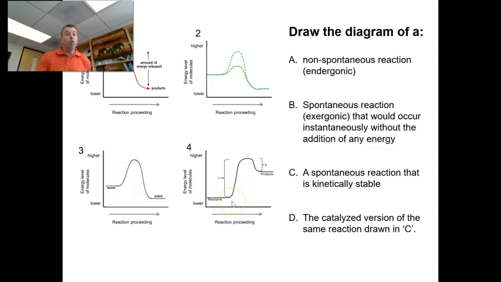Well, that would be number 4. Endergonic means it's uphill. And just because it's uphill doesn't mean it wouldn't also have an energy of activation. So the energy of activation would be this little bit right here. The delta G would still be the difference in products and reactants, but that is a positive delta G. The products have more energy than the reactants. More minus less is a positive number. This would be an endergonic non-spontaneous reaction.